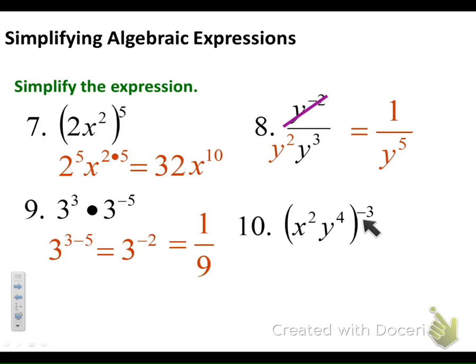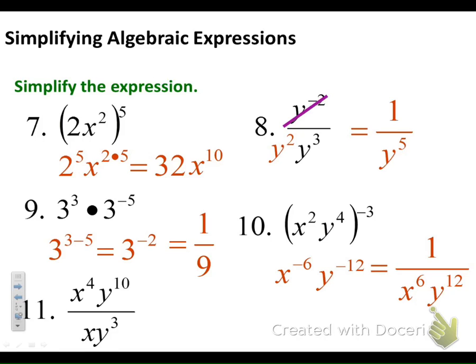Dealing with this, I've got a couple options. I could either take x squared, raise it to the negative 3rd power, y to the 4th, raise it to the negative 3rd power, and then deal with the reciprocal, or deal with the reciprocal now. Taking 2 times negative 3 and 4 times negative 3, and then taking the reciprocal of both of those. I go over one of them.